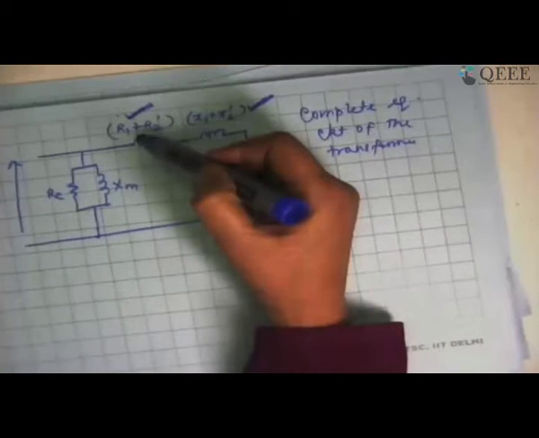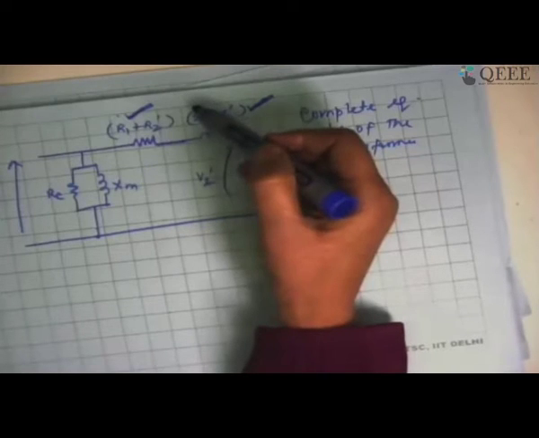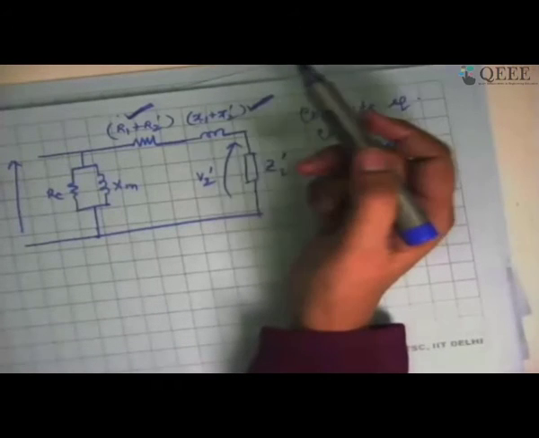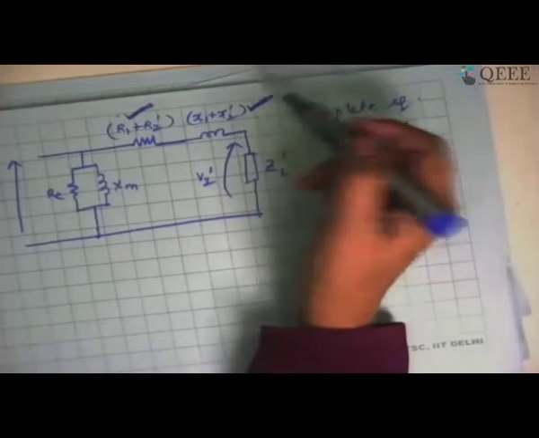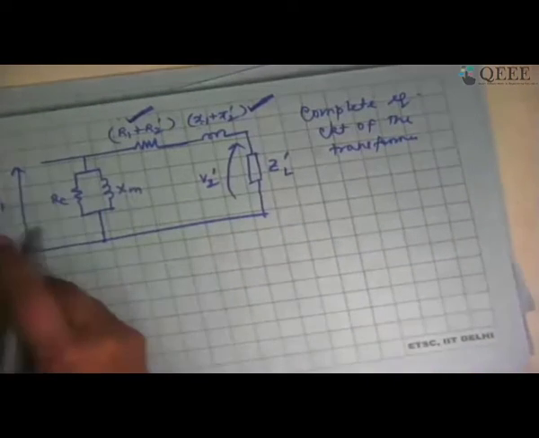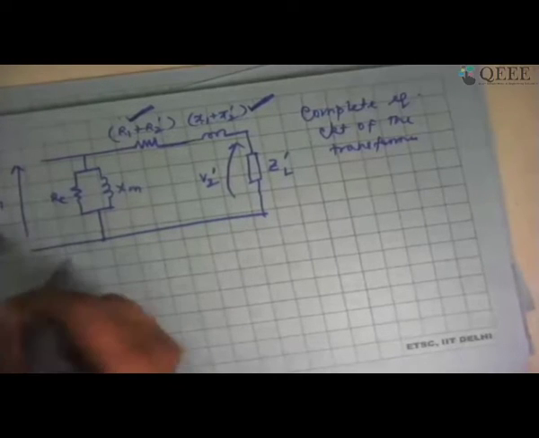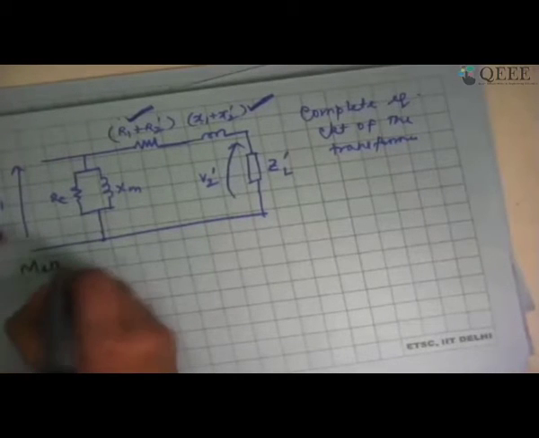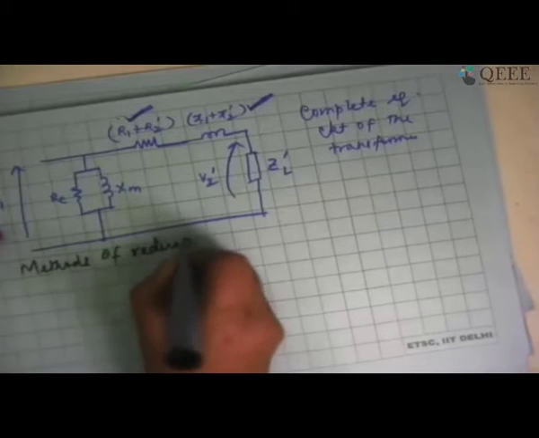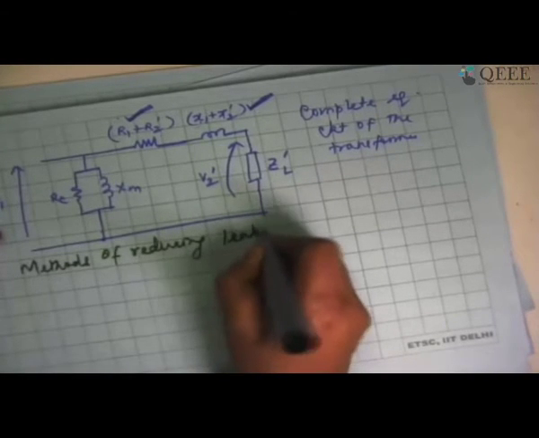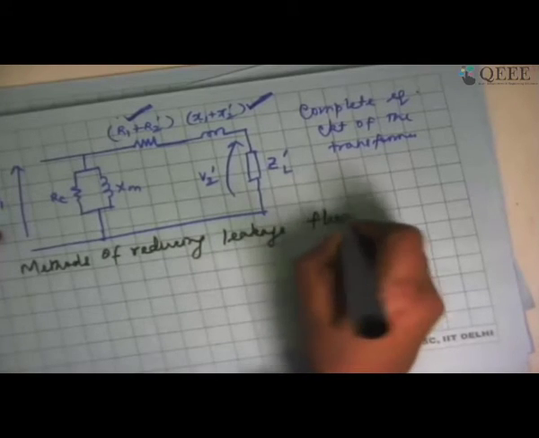R1 plus R2 dash is the inherent resistance. I can't do much unless it's a thick copper coil. The resistance is going to contribute towards the drop. How can I reduce leakage? So let us look at methods of reducing leakage flux.